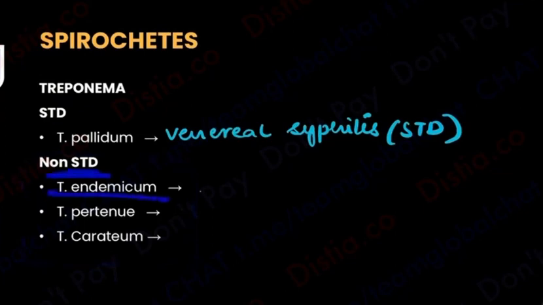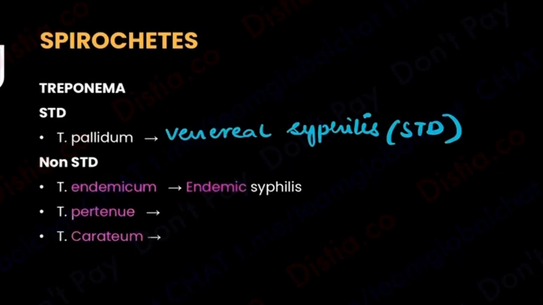That includes Treponema endemicum. Of course, that is going to cause endemic syphilis. So simple name: endemicum causes endemic syphilis. Then we have pertenue and carateum. So remember, P is not for P.